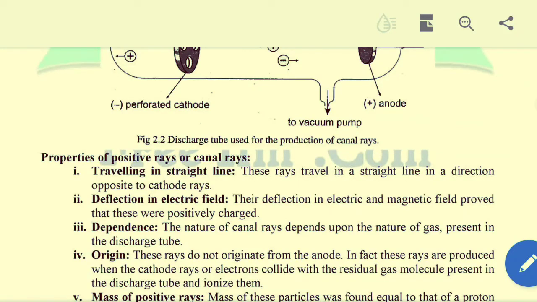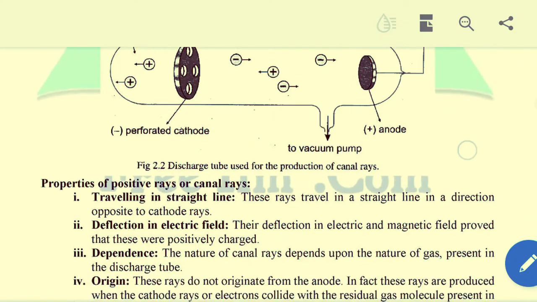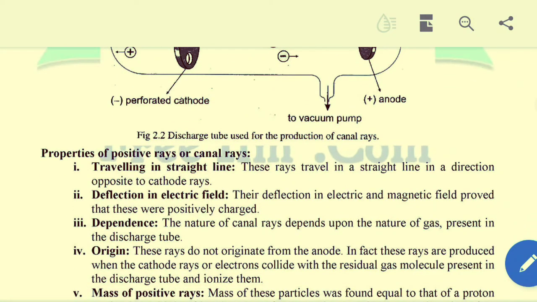For example, cathode rays move from the negative, because they have negative charge, towards the positive, from cathode to anode, and canal rays move from anode towards the cathode, in the opposite direction to the cathode rays. It means from anode to cathode.